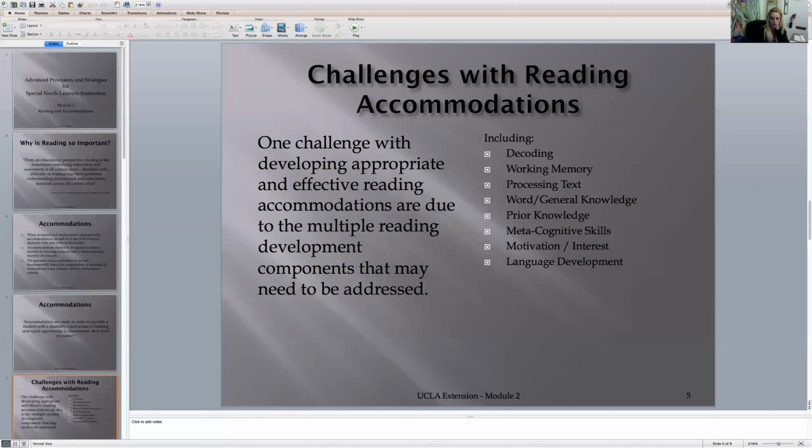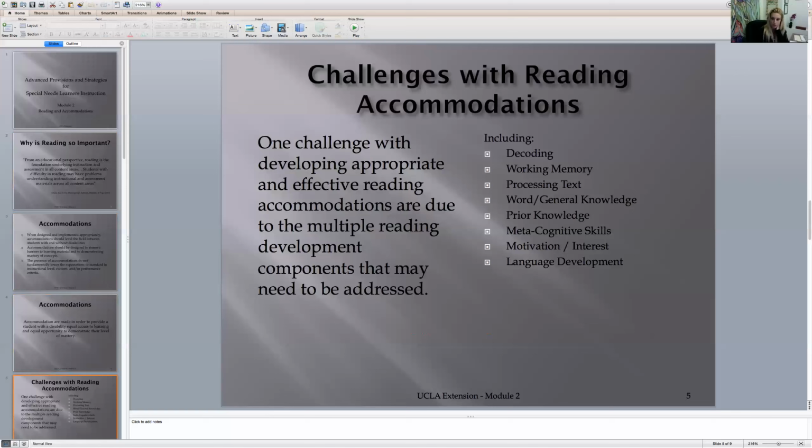So in other words, if we overload students with too much too soon in a short period of time, there's a very small chance that a lot of information will transfer into long-term memory. So we have to make sure and chunk our tasks in all areas, but especially in the area of reading if we're dealing with students that struggle in this area. Processing text kind of goes along with that as well. General word and knowledge and recognition skills.